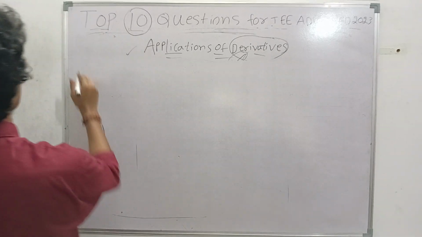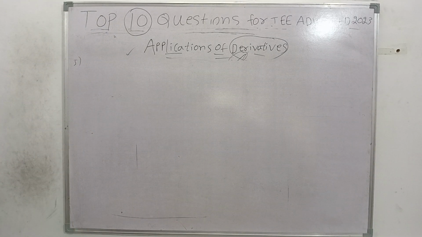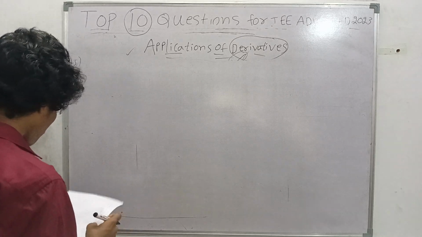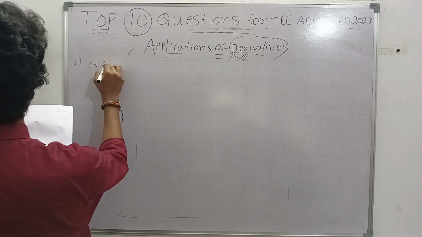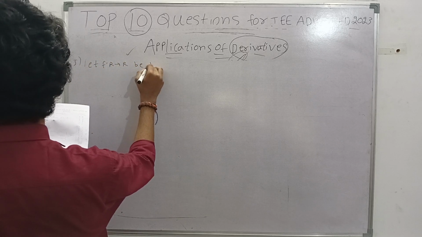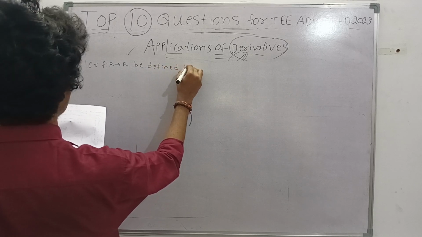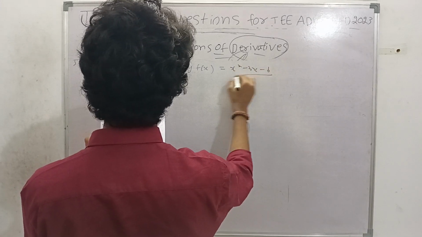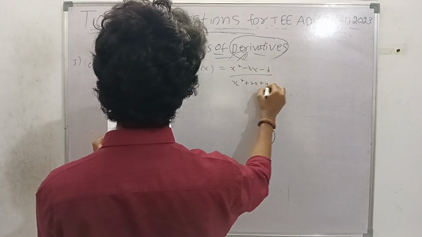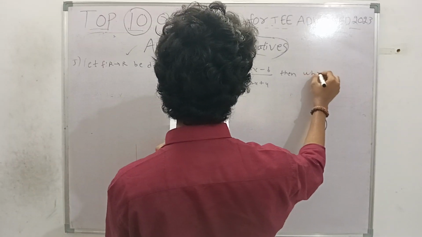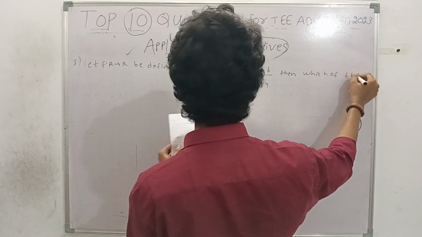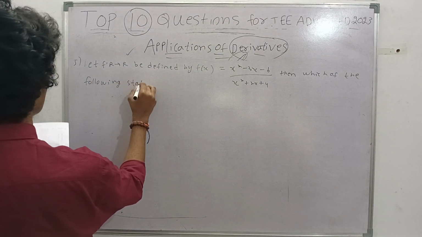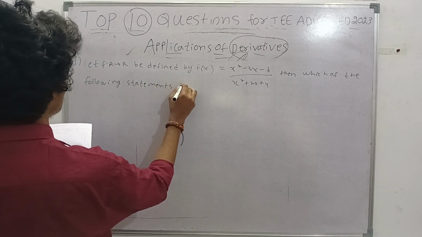Fourth question is completed. Now it is fifth question. Let f maps R to R be defined by f of x equal to x square minus 3x minus 6 divided by x square plus 2x plus 4, then which of the following statements is true?